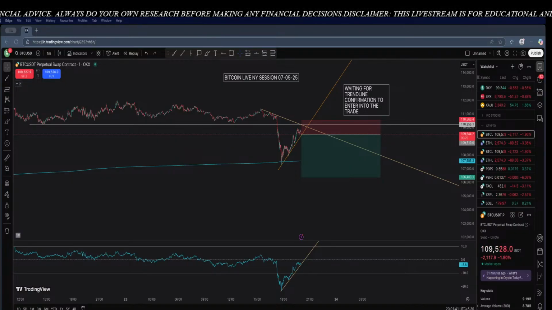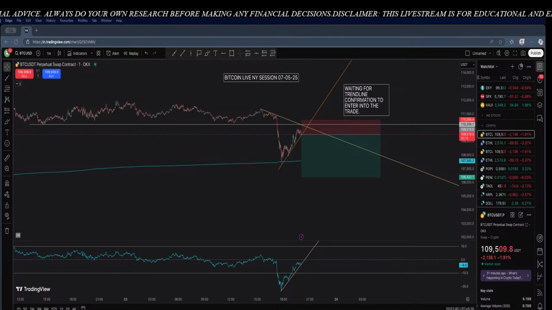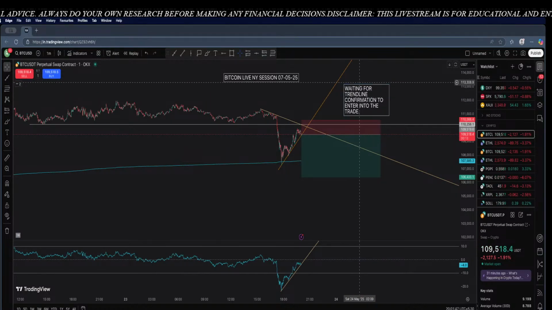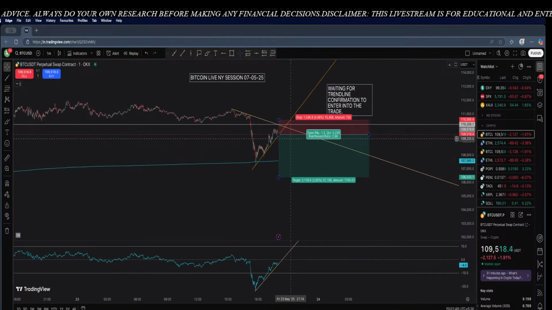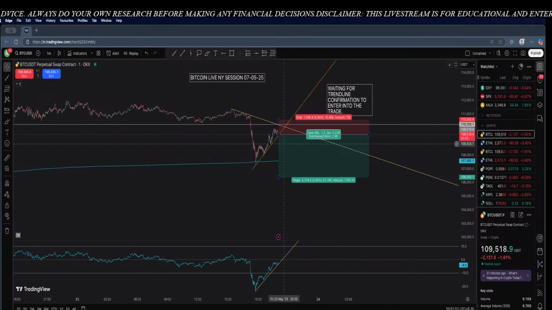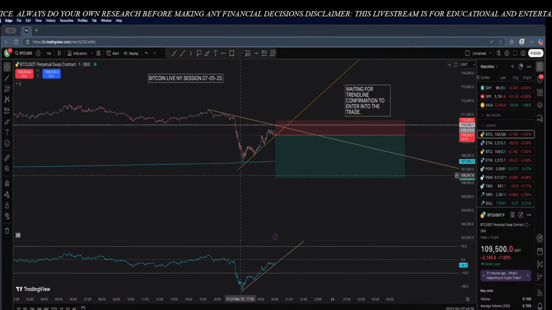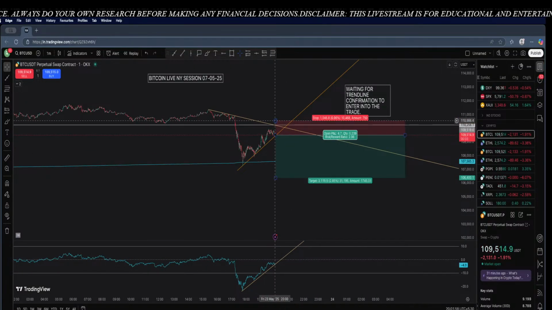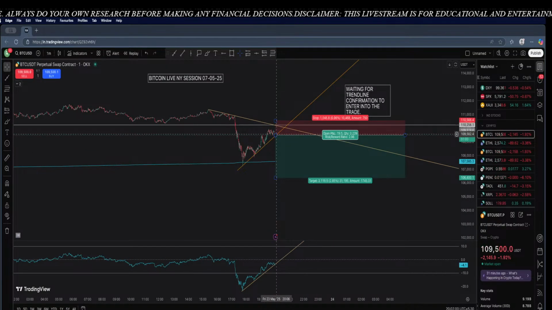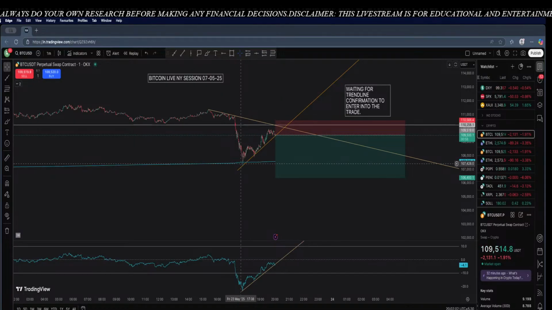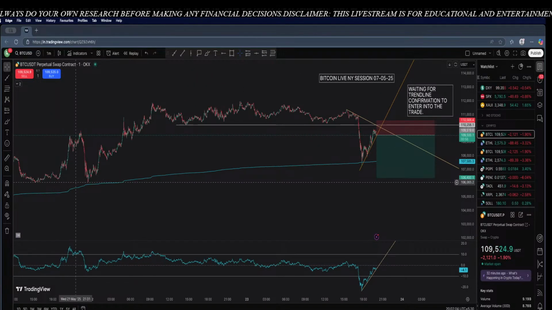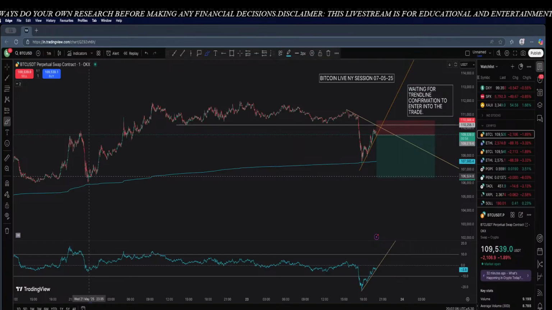Let's dive right in. We're looking at Bitcoin on the 1 minute chart. I've put this right here because I'm waiting for a confirmation of the trade. As soon as we get a confirmation of this trend line break, I'm going to place an entry into this position. Basically, I'm going to be targeting this low right here. This is going to be the target.